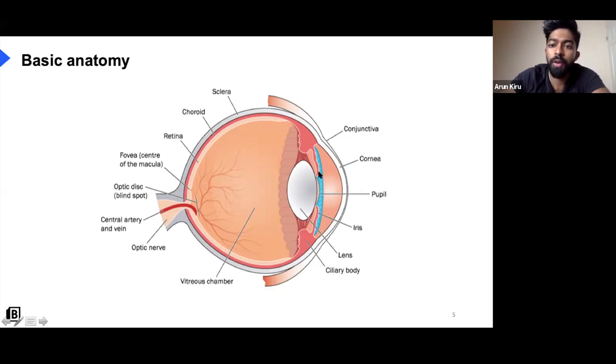The aqueous then flows through this hole, the pupil, into what we just discussed as the anterior chamber. And then it drains through a mechanism here, which isn't labeled, called the trabecular meshwork. Just call it the drainage angle, that's all you need to know. We call it the drainage angle even in daily ophthalmology life. So we've got the cornea, and the anterior chamber, where we get the drainage.